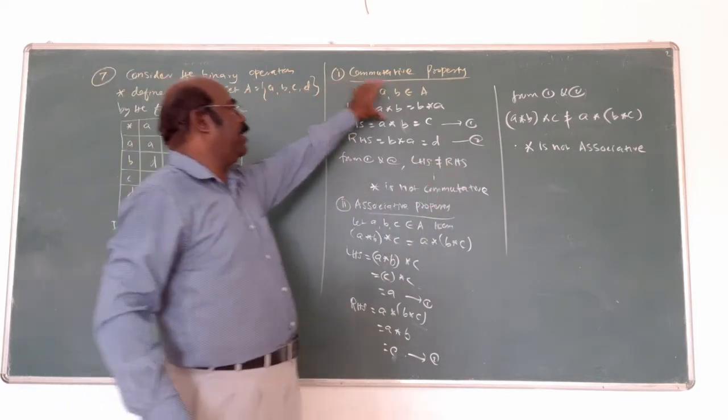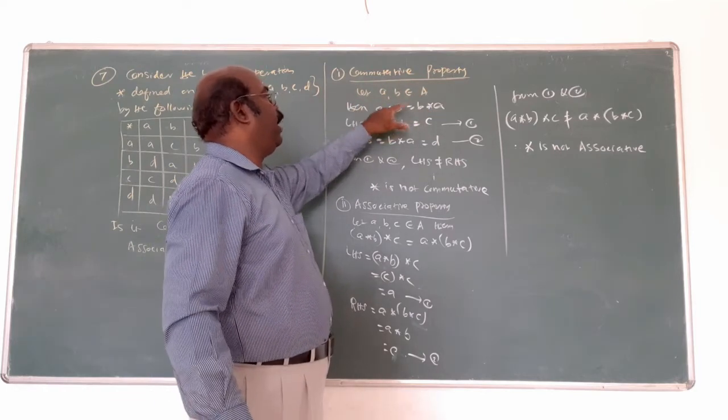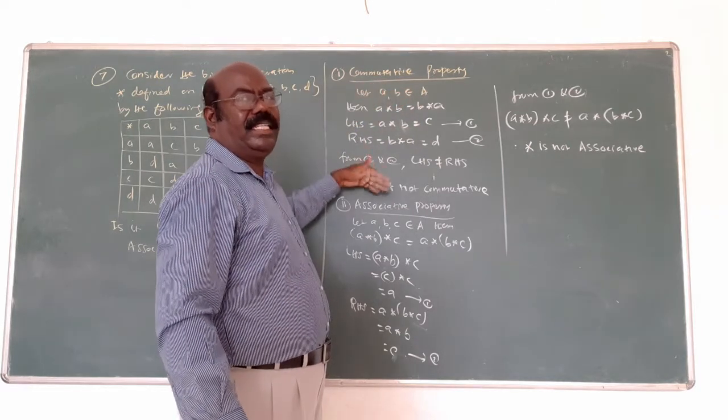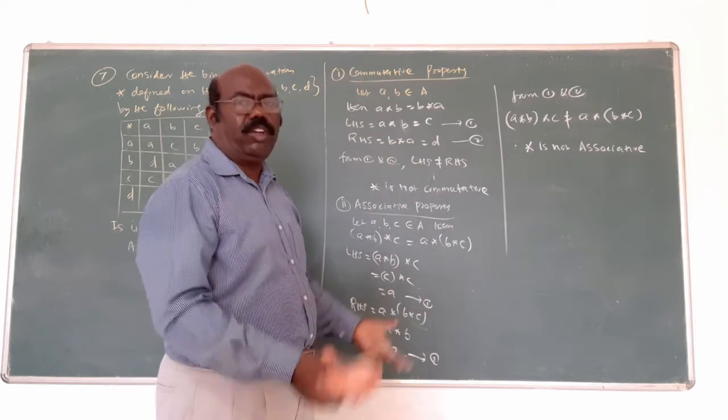First write the definition. When A, B belongs to A, then A star B equal to B star A is the commutative property definition. And when LHS and RHS are both equal, star is commutative. Not equal, not commutative.